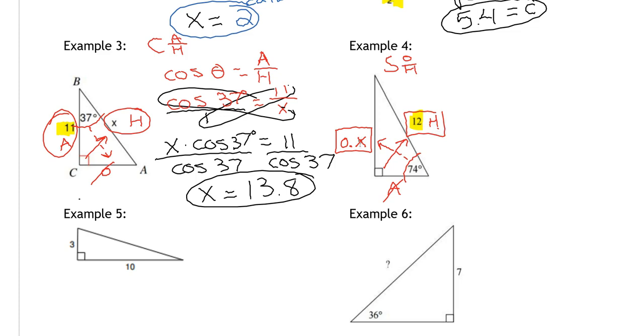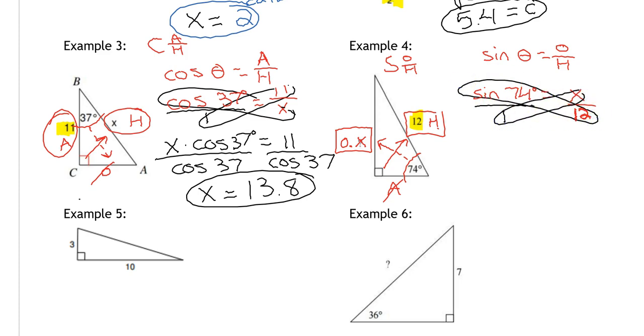So sine of theta equals opposite over hypotenuse. So sine of 74 degrees equals, my opposite side is where my variable is, over my hypotenuse, which is 12. So like every other problem when we're solving trig ratios, I then will put my trig ratio over 1, and I'm going to cross multiply. So I have 1 times x, which is x, equals 12 times the sine of 74 degrees.